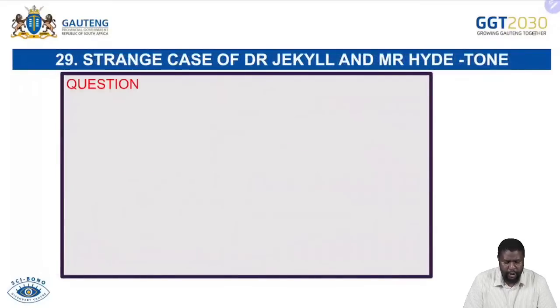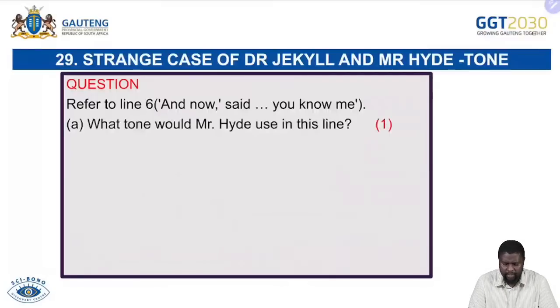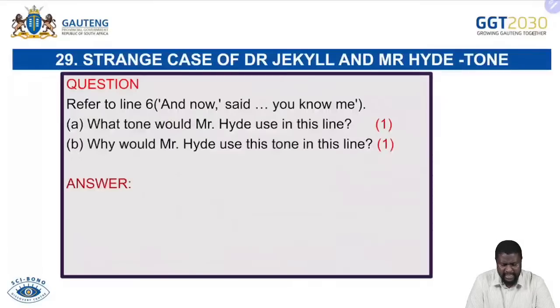Again, the tone question. Refer to line 6. And now you said, how do you know me? What tone would Mr. Hyde use in this line? Remember we said the tone is how something is said or how something sounds. It says, what tone? How do you say, you know me? Why would Mr. Hyde use this tone? So you give a tone, which will be an emotion, a feeling of the character. And why do they feel in that way? You have the answer here.